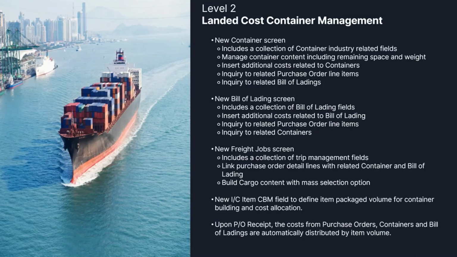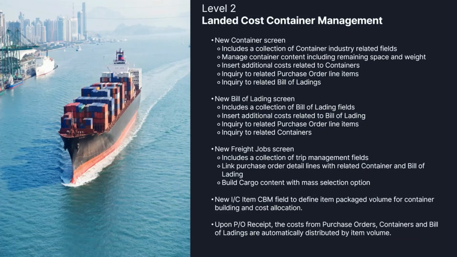Our second screen is the bill of lading screen. This includes a collection of fields related to bill of ladings, allows for insertion of additional costs related directly to the bill of lading, allows us to inquire related PO lines, and inquire about related containers. Next is a new freight job screen. This includes a collection of fields for trip management. It also links purchase order lines with related containers and bill of ladings. We also have added a build cargo option, which allows us to mass select purchase order lines.